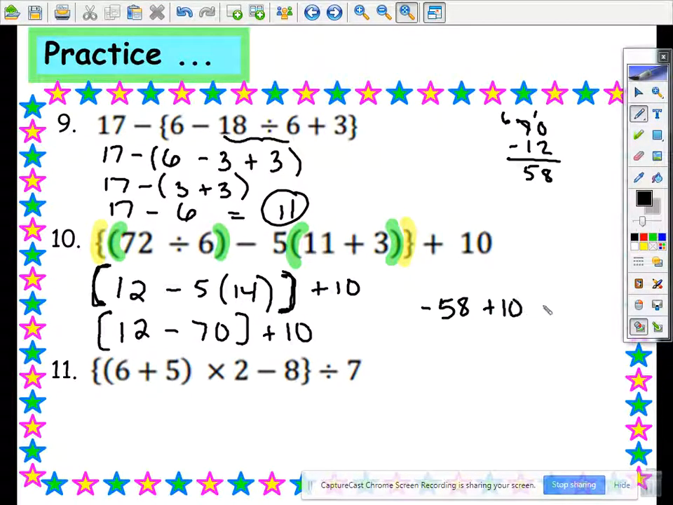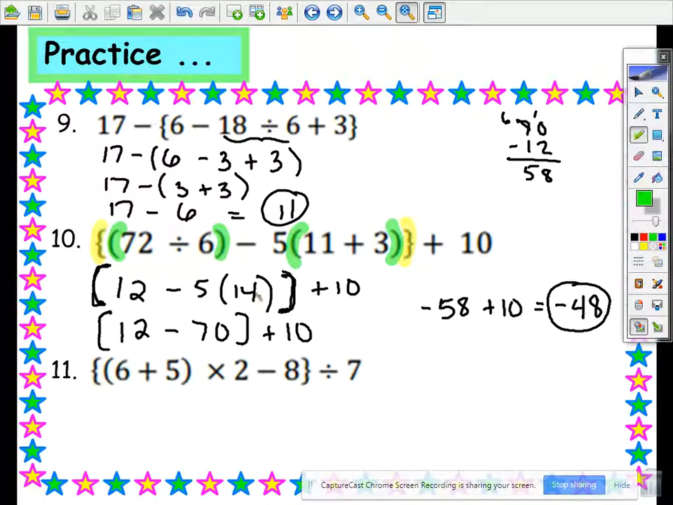And we have a plus 10 at the end. Going back to our adding rational numbers, we have a negative and a positive. We're really going to subtract these. 58 take away 10 is 48. And we look at both numbers. 58 is larger than 10, so we're going to keep the sign of 58 and make it negative 48.